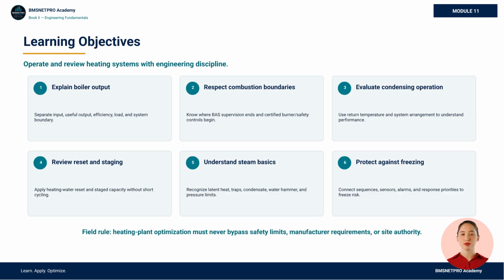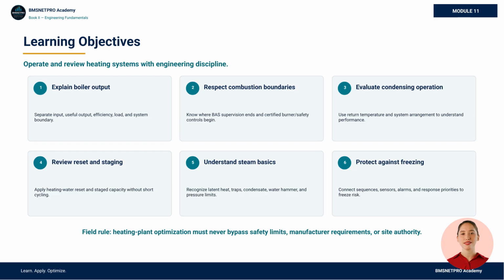By the end of this module, you should be able to explain boiler output in practical terms, respect combustion safety boundaries, evaluate condensing boiler performance, review heating water reset, recognize short cycling, and understand the basics of steam and freeze protection. The field mindset is important.